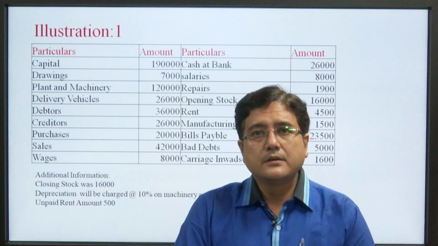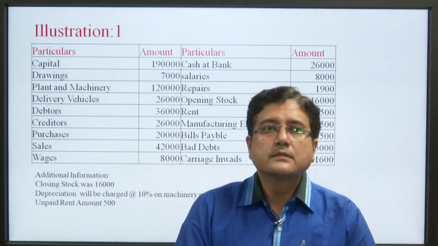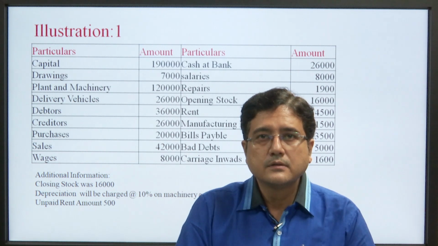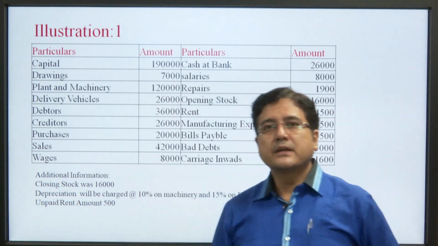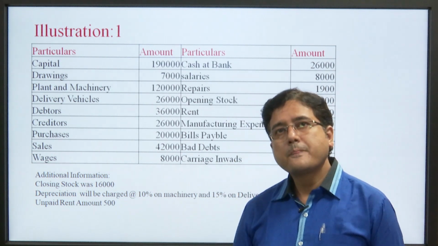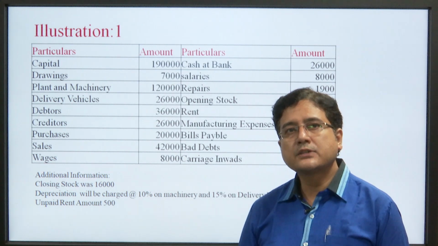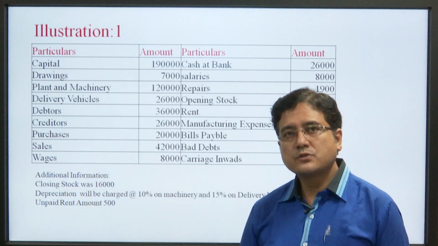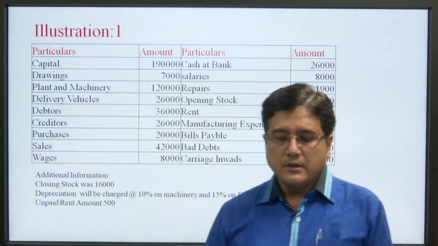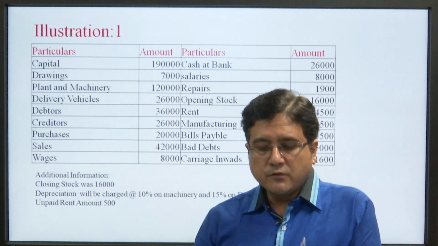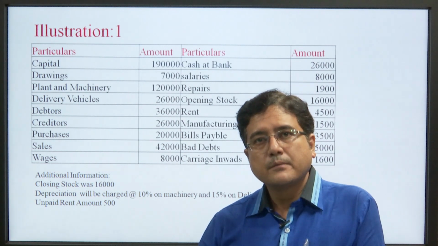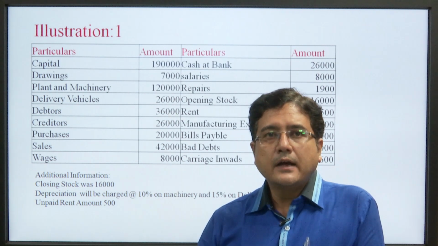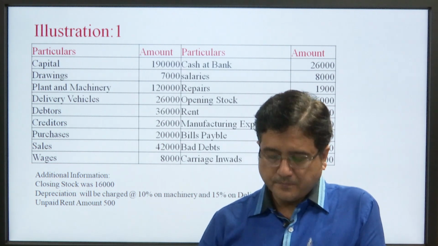Okay. To understand this concept, we need to do some numericals, and this is a numerical here. The numerical is actually a list of various transactions. Some are part of the profit and loss account, some are part of the trading account, and some are part of the balance sheet, and additional information is given below.